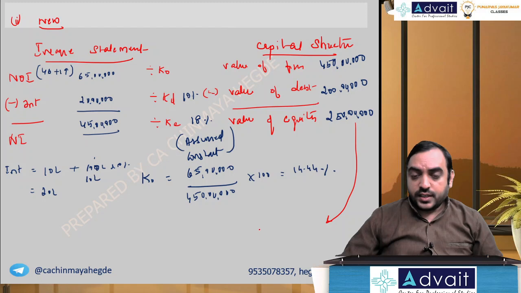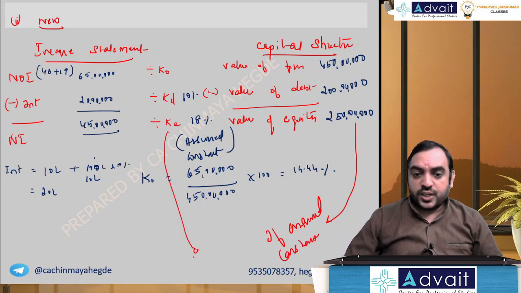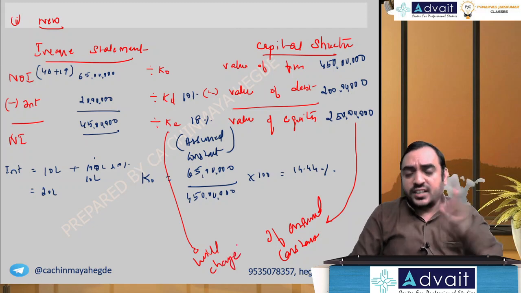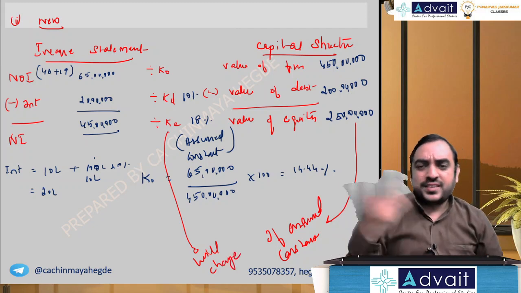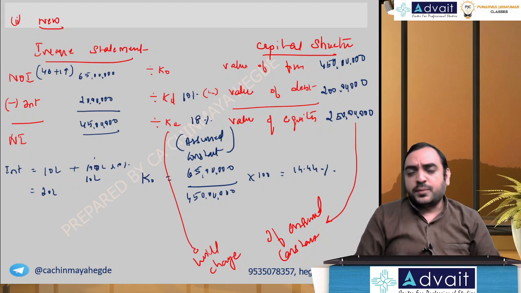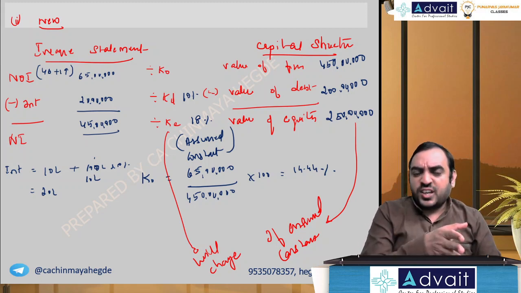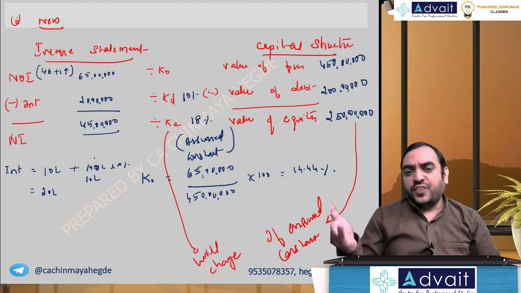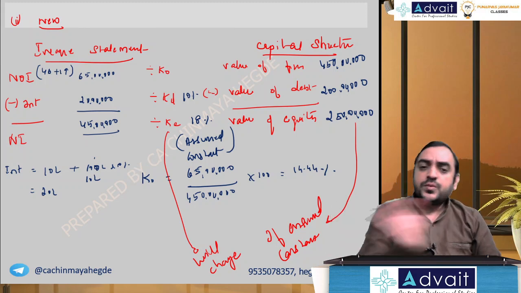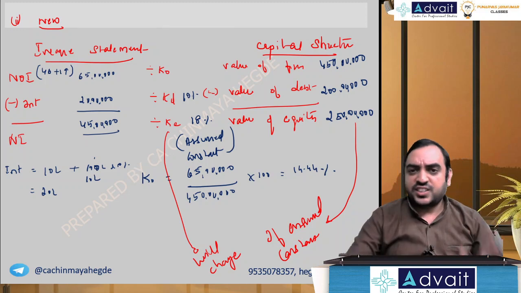So value of equity, if assumed constant, then what will happen? The cost of equity will change. That's the difference between those two methods we discussed, but don't worry much. If you assume cost of equity remaining same, value of equity will change. If you assume value of equity will remain same, cost of equity will change. That's all the connection. You need to keep it in mind.